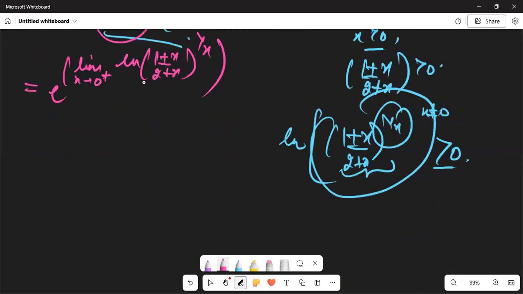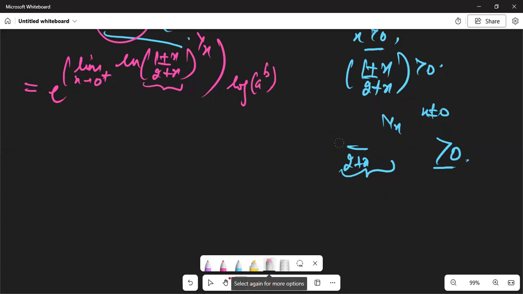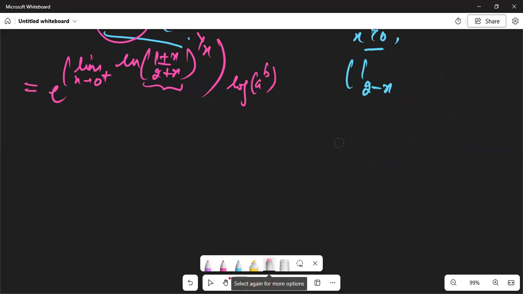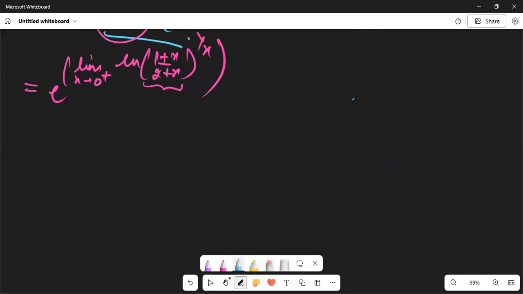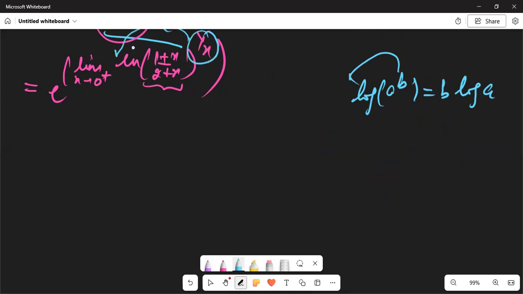Now you can use the property of log, which says that log a raised to power b, and delete this. We don't need it anymore. We can use log a raised to power b is b log a. That means we can bring the power forward. So that means we can bring this forward.